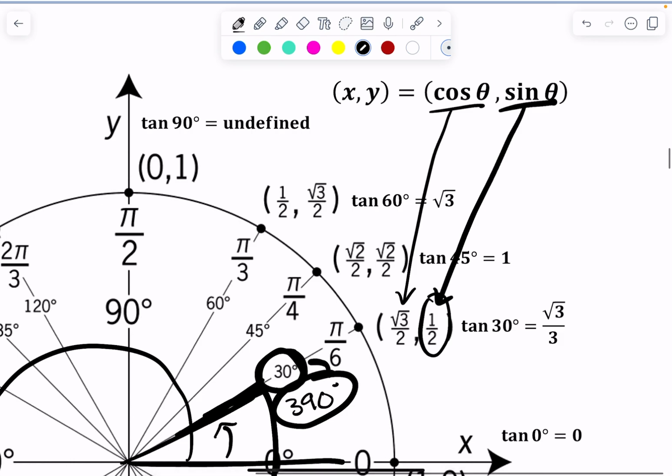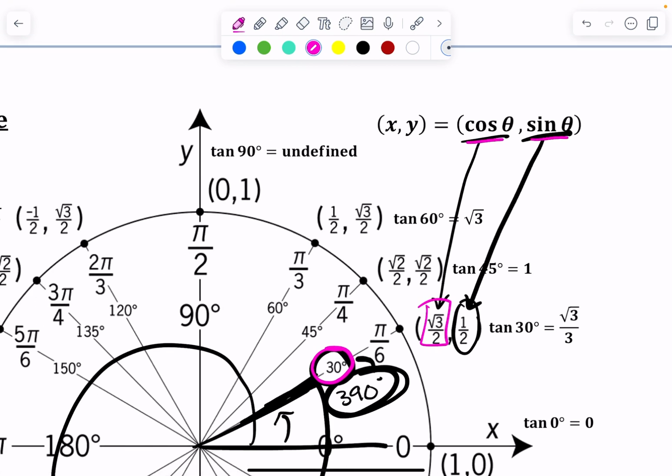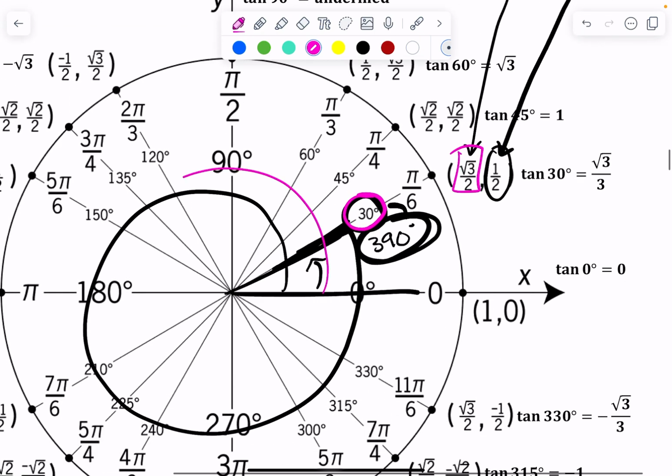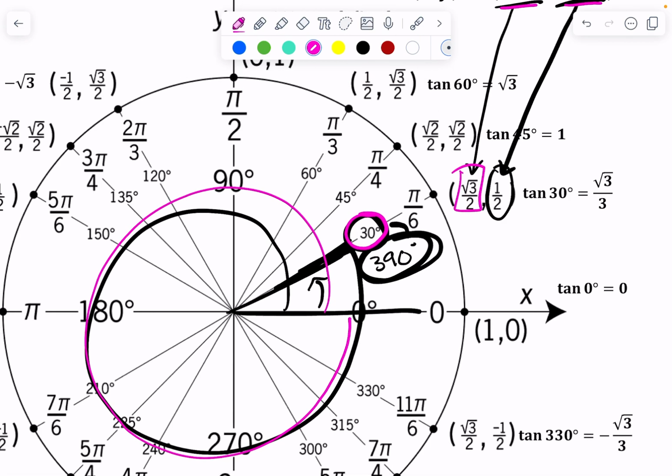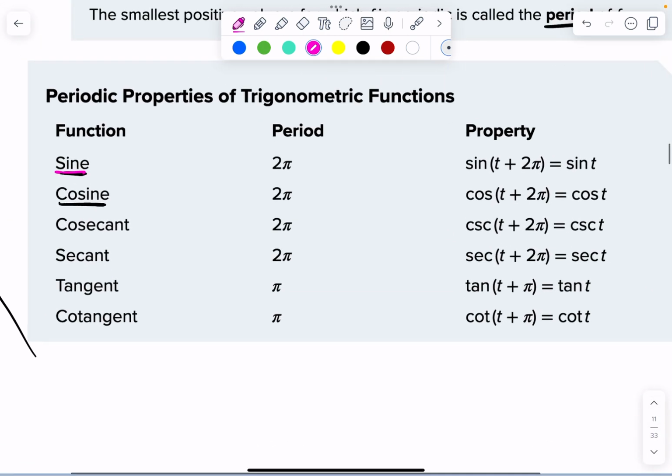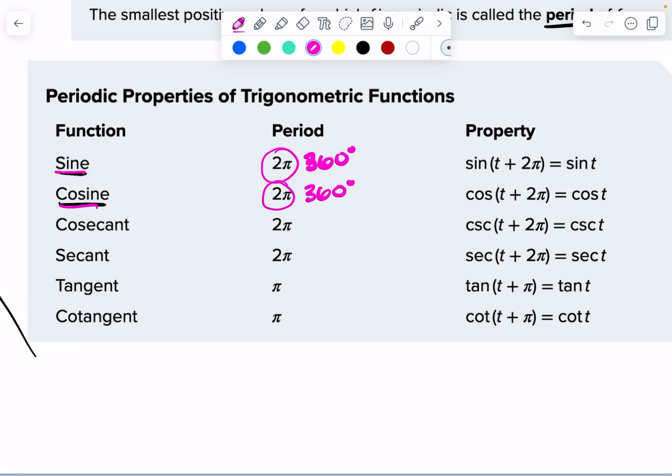So I could say that cosine of 390 will be the same value as cosine of 30, which is square root of 3 over 2. So what happens is that cosine and sine make a full circle at 2 pi or 360 degrees, and then their values start to repeat, right? Like 30 and 390, they would end up being the same value. So sine and cosine, their period is 2 pi because after 360 degrees, those values start to repeat and start over again, which makes it really nice because let's say we are trying to find sine of, I don't know, 800 degrees or something.